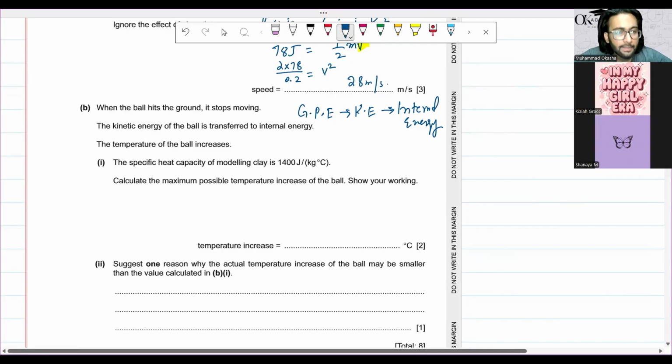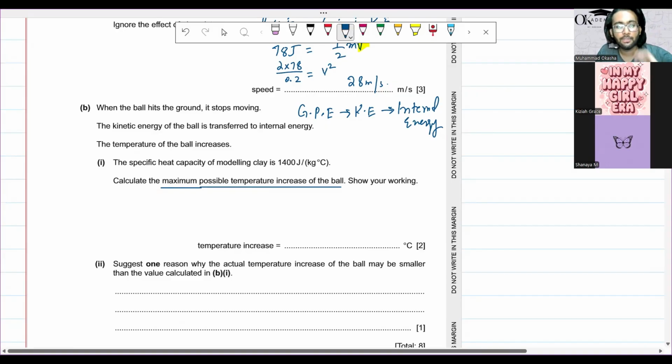The temperature of the ball, of course, when the internal energy rises, so does the temperature of the body. The specific heat capacity of the modeling clay is 1400 joule per kilogram degree centigrade. Calculate the maximum possible temperature increase of the ball, show your working. The maximum possible temperature will be when all of the internal energy is converted into heat energy. All of the energy is used to increase the temperature.